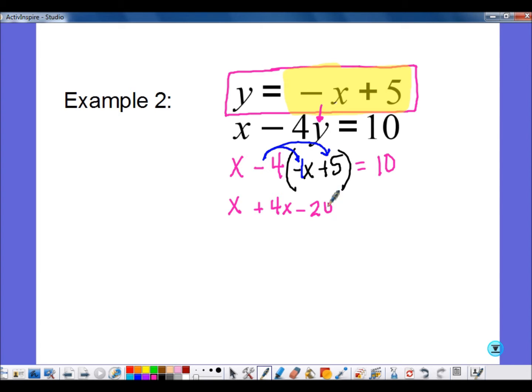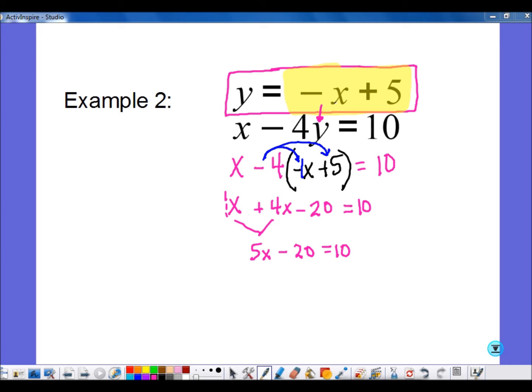All right, and then I'm going to copy the equal 10 down. All right, so now I can combine like terms. I have my invisible 1 again. So I have 1x plus 4x because both of these have x's. That would give me 5x. Copy everything else down, and now I'm ready to find what x is going to equal.